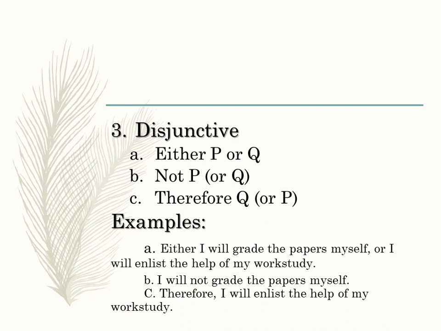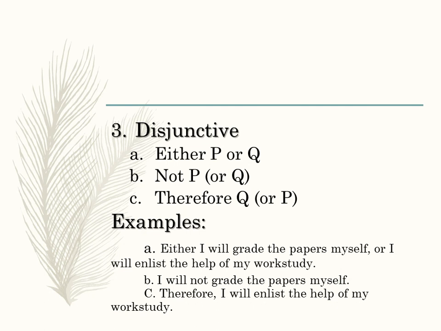Here's a third example. This is called the disjunctive. That's a fun word. It sounds a little bit like a disease, but disjunctive. Now instead of if-then, we have either-or. Either P or Q. In this one, either P or Q, not P. You could also say not Q if you wanted to. Therefore, if you say not P, then you're going to have Q. It's either one or the other. Either P or Q, not P, therefore Q.